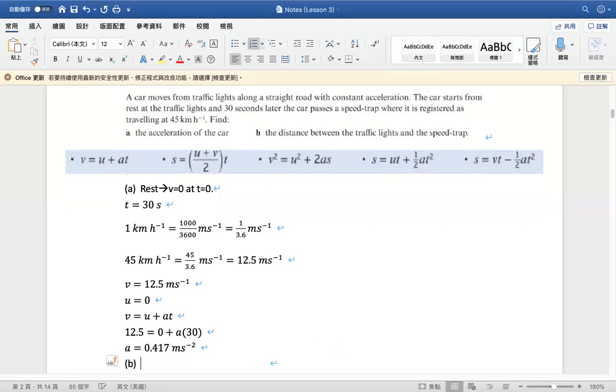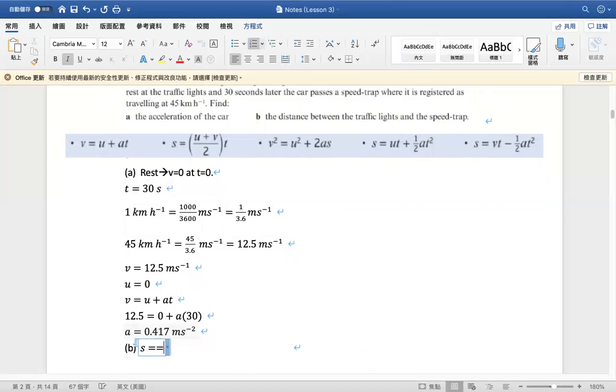All right, and then this is A. B, we want to find the distance between the traffic light and the speed trap. Without the acceleration, can we do that? Yes, of course, because we have u, we have v, we have t, so we can apply the second equation. Remember, I think I've told you last time that this is the only equation with no acceleration.